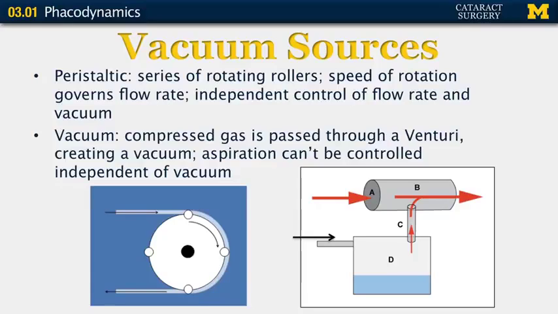In contrast, with a vacuum pump, the surgeon only sets the vacuum, and the flow rate is determined by other parameters within the eye. The vacuum is almost instantaneously achieved once occlusion is achieved on a nuclear piece. So in this case, the flow rate is secondary and can be modified by a variety of other factors in the eye. It's not set by the surgeon directly.